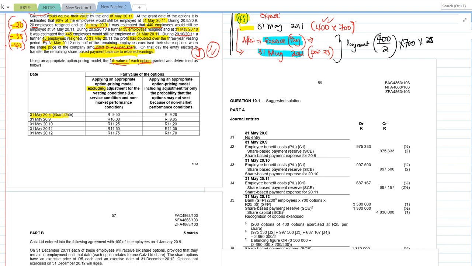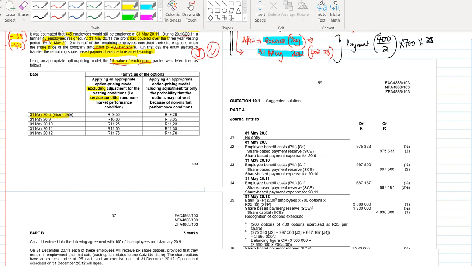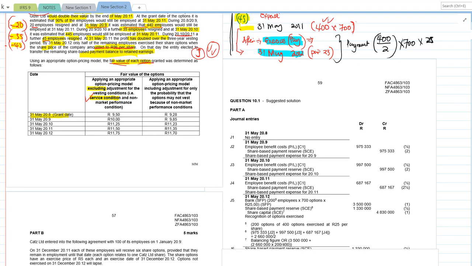You guys realize this. So what we need in here is a share price. If they're telling us this one is already excluding the service condition, which is good because we don't need it in there. So fine, this is good. Excluding, because that's what we need, excluding the service condition and non-market performance condition. Well, this is the perfect fair value that we want because it excludes these ones. Let's see what the other one includes.